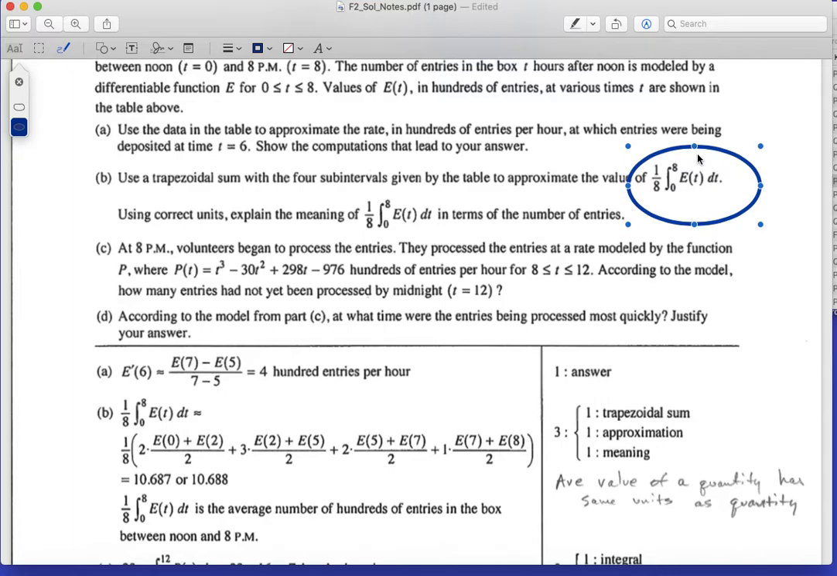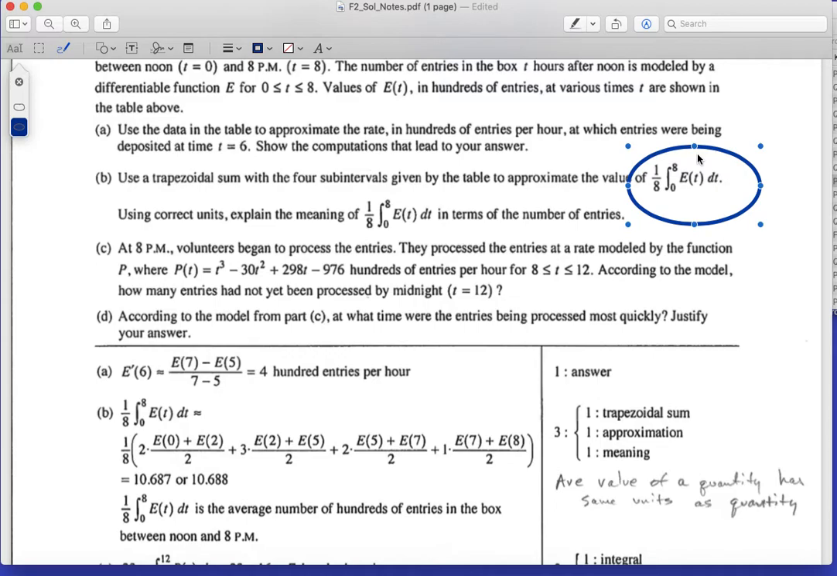So what is this expression right here that's circled? It is the average value of the number of entries in the box in hundreds of entries. It's hard to say, but it's pretty clear what that is. It's the average value of E. So, flesh that out. We also have to do a trapezoidal sum.